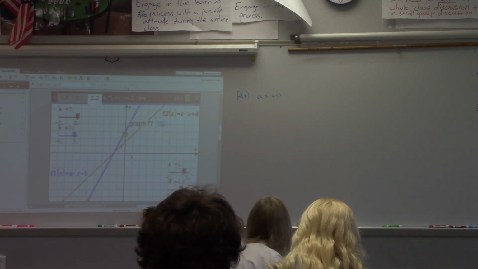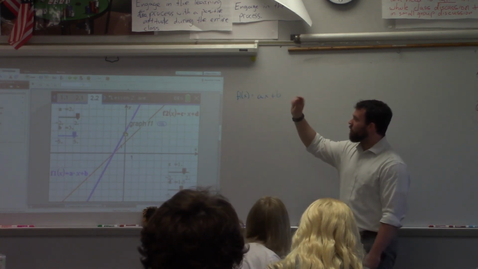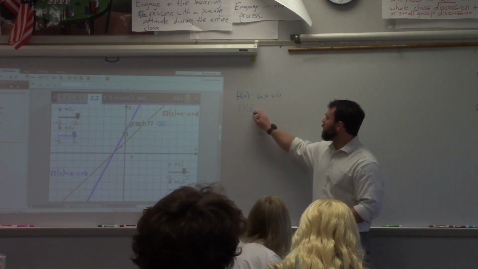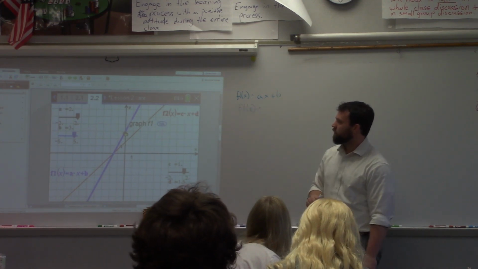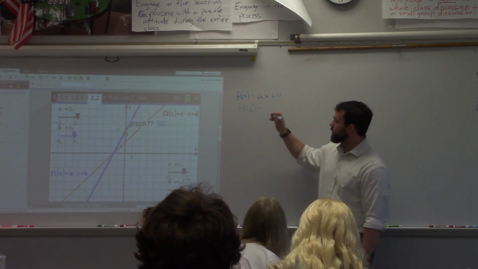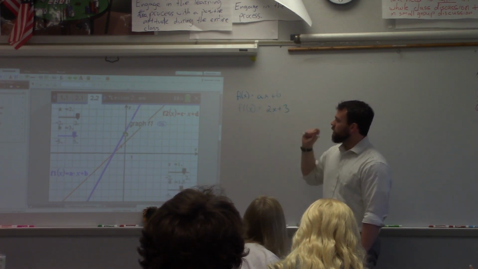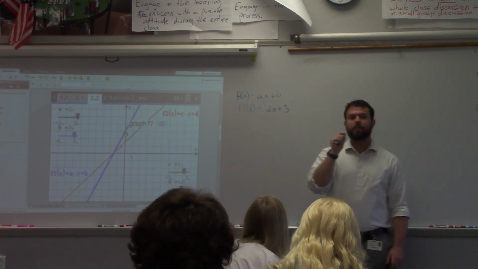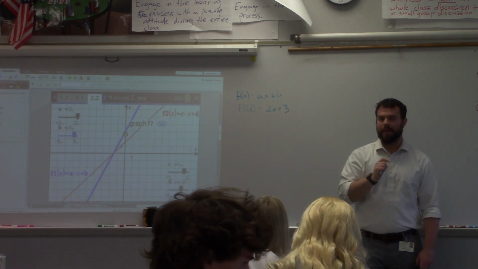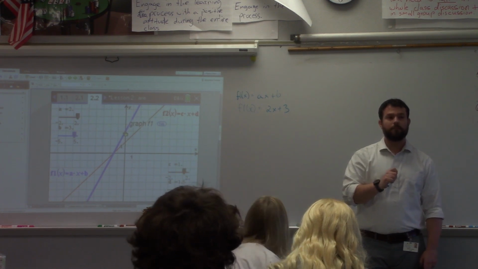Yeah, okay. Now, I do want to point out, when I look at this right now, what would the function be here? f1 of x equals? What's that, Mr. Henry? What's my function? 2x plus 3. 2x plus 3. So what should my 0 be for this function? How would I figure it out?